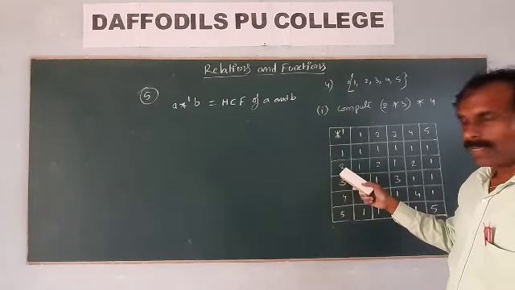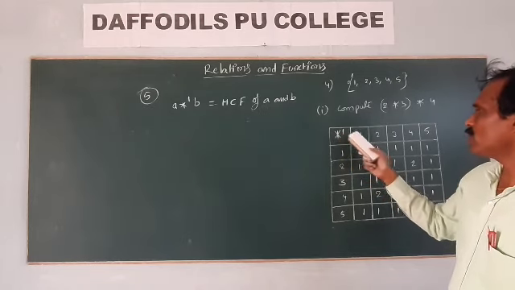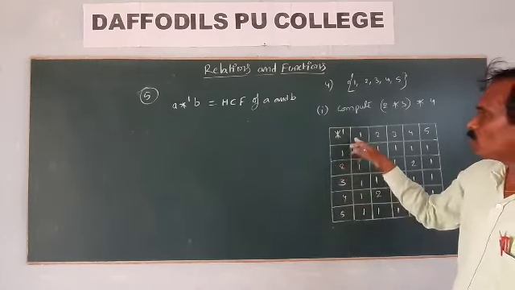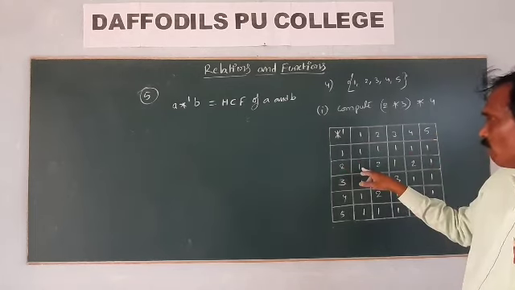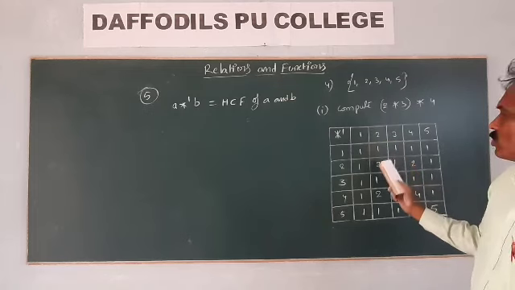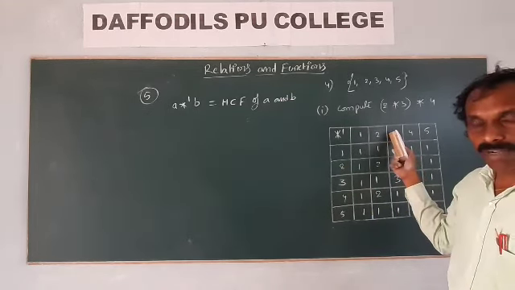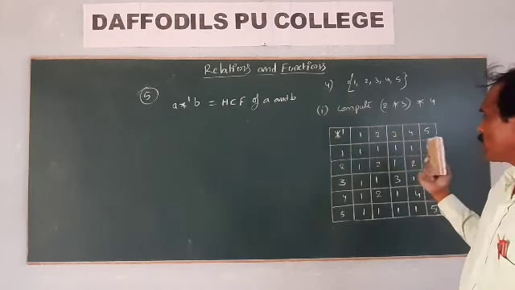Now with 2. HCF of 2 star dash 1 means what? 2 star dash 1 means HCF of 2 and 1. HCF of 2 and 1 value 1. Clear? Next, HCF of 2 and 2, 2 correct. HCF of 2 and 3, highest common factor of 2 and 3, 1 only. So that is 1.